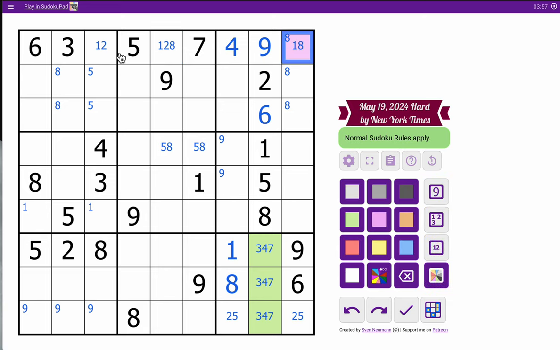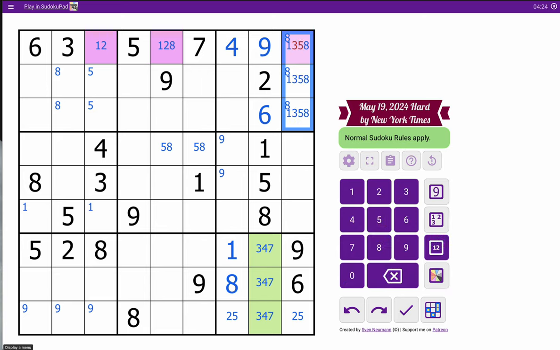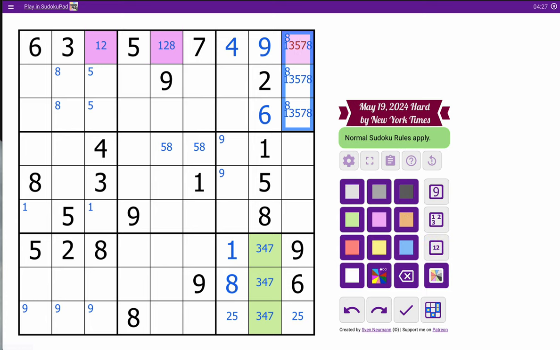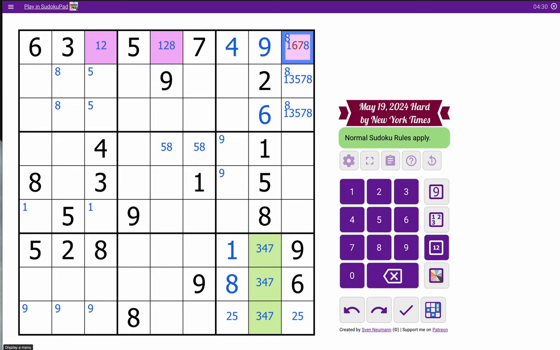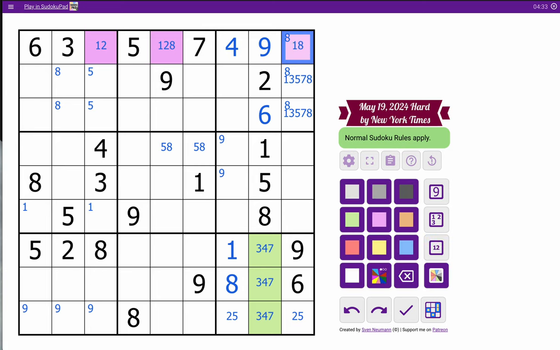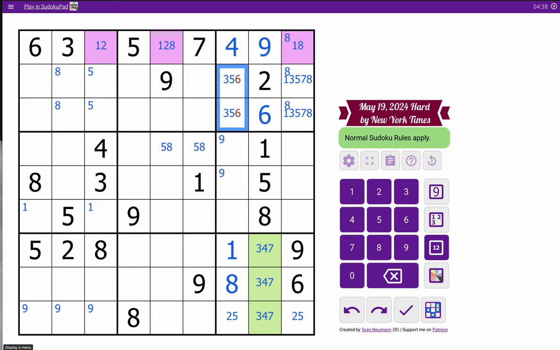Oh, look, now I've got 128 as a triple, and row one is finished. One and eight can't go here, so one and eight must go in one of those cells. Two, four, six, nine, so I need one, three, five, seven, eight. But as already discussed, that's no help. Okay, those are going to be three, five, seven because neither can be one or eight.